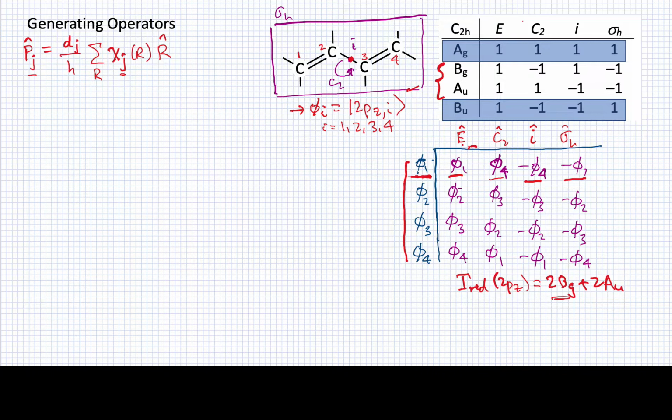Okay, so how do I project these things out? So now let's suppose that I'm going to project out a Bg. The Bg projection operator would look like this. Okay, the dimensionality of all of our irreducible representations is 1, so we'll always have 1 up here, and the order is always 4.